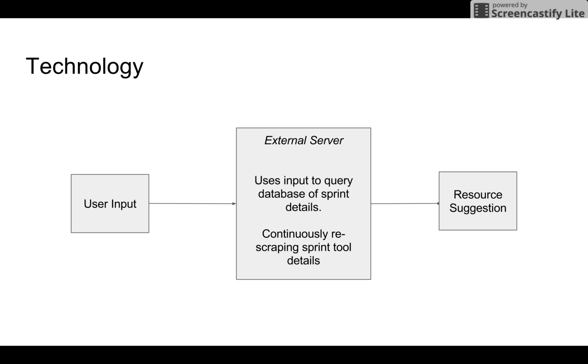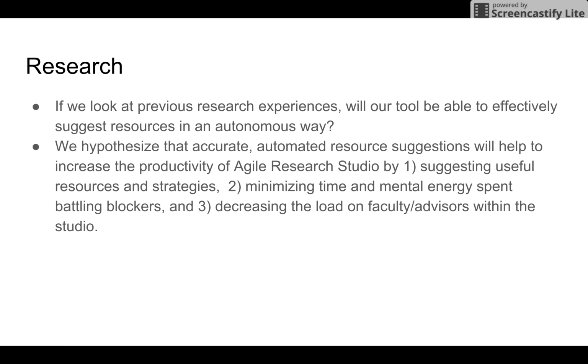So our high-level idea of how the technology will work is that we're going to have an external server that bridges the user's input with the resource suggestions. Essentially, this server is going to be continuously scraping information from the sprint planning tools, folders from all the students from previous quarters, and storing that. And then when someone enters a task, we'll use that to query our database of sprint details and give them a smart resource suggestion based on our findings.